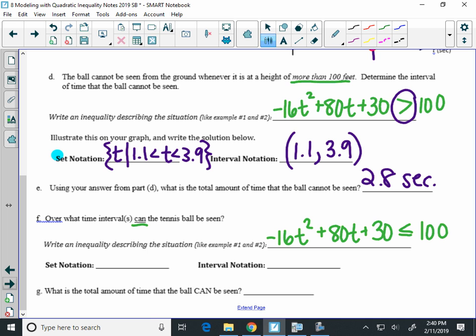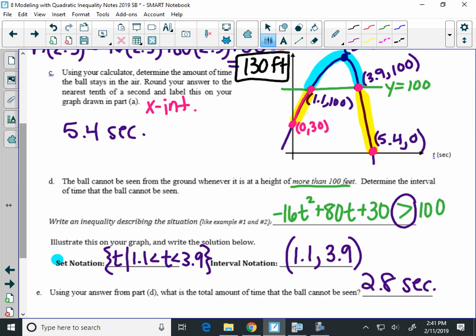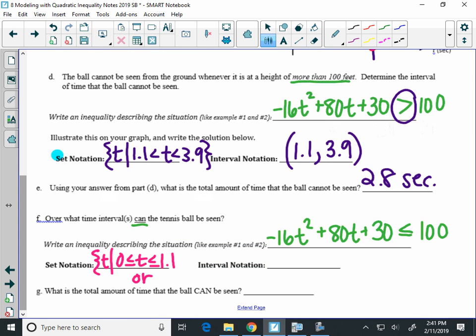And when I do the set notation here, I need to use less than or equal to. And I'll put the word or, I'm going to write it underneath. And the other part of our inequality is from 3.9 to 5.4. All right. Now, when I do the interval here, I can use square brackets because I'll be less than or equal to. So it'll be 0 to 1.1 union 3.9, comma 5.4.